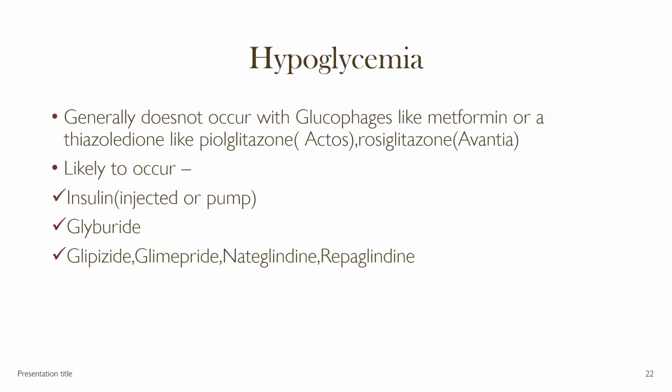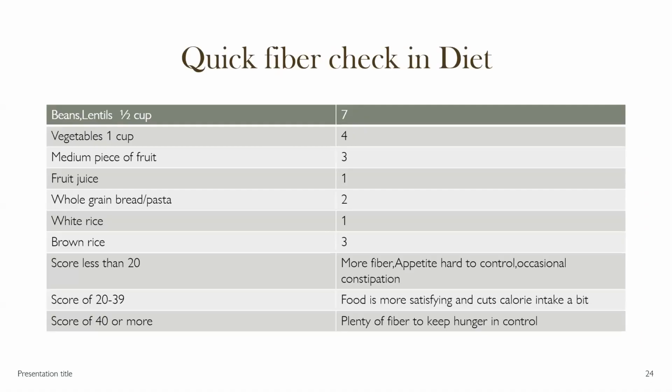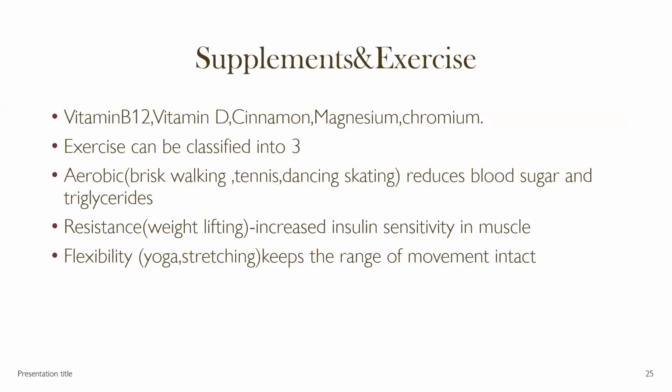So, and she spoke about hypoglycemia, and also how to control the symptoms and how to control the hypoglycemia. So fiber in diet, supplements, and exercise. These things are very, very important. More than the exercise, what I suggest is we need to go for pranayama and meditation. This is very, very important. Even if we do it two times in a day, it is very good.